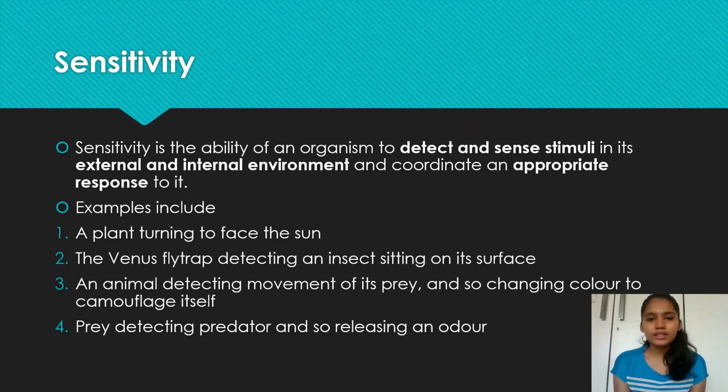And the third one is an animal detecting its prey. Very often predators camouflage themselves to hide from their prey so they can pounce. That is sensitivity because it's detecting its prey. And very often when prey detects predators, like a skunk, it releases odor to scare them away. These are fairly easy examples.